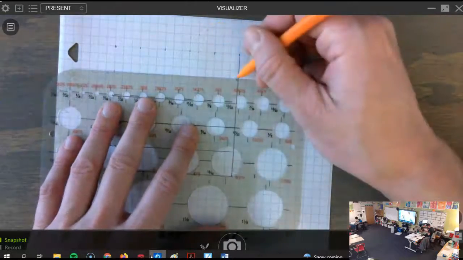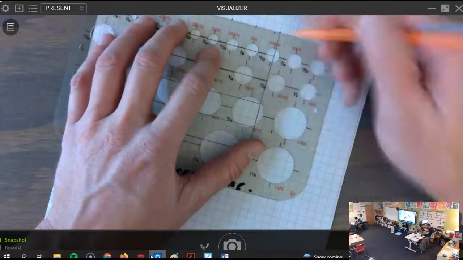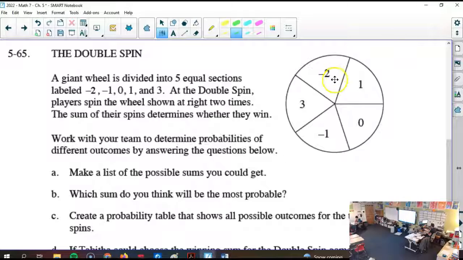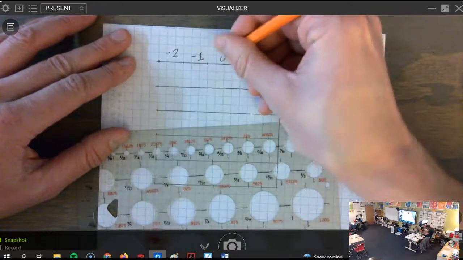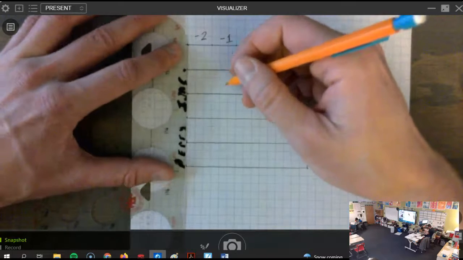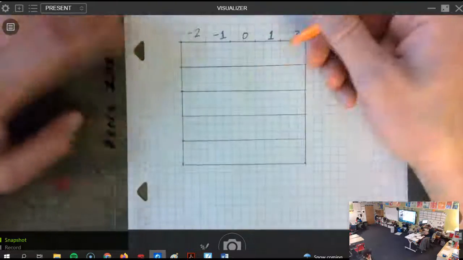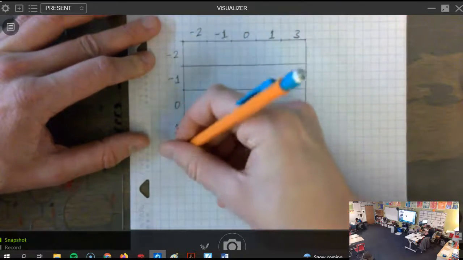Guys, let's make our life easier and make our numbers go in order. Now, if you already started putting your numbers on your table, that's fine. But I'm going to go from negative to positive. So we had negative 2, negative 1, 0, 1, and 3. So when I go to make this table, I'm going to go negative 2, negative 1, 0, positive 1, and 3. And then down the left side, I'm going to go in the same order. Negative 2, negative 1, 0, 1, and 3.